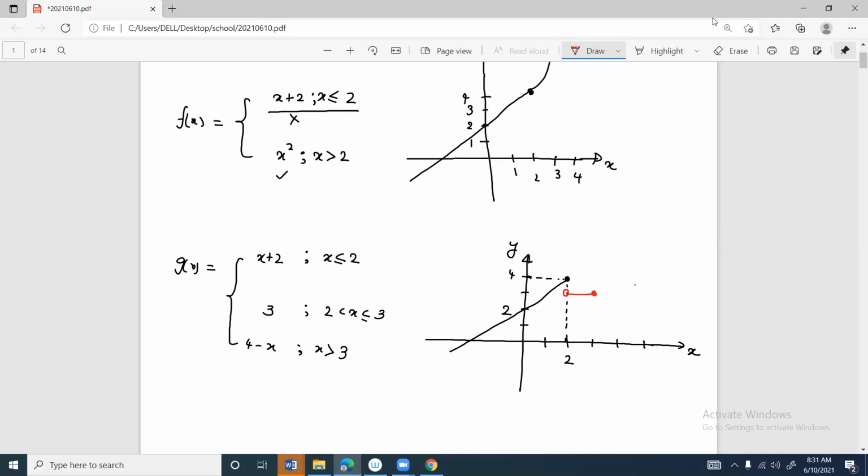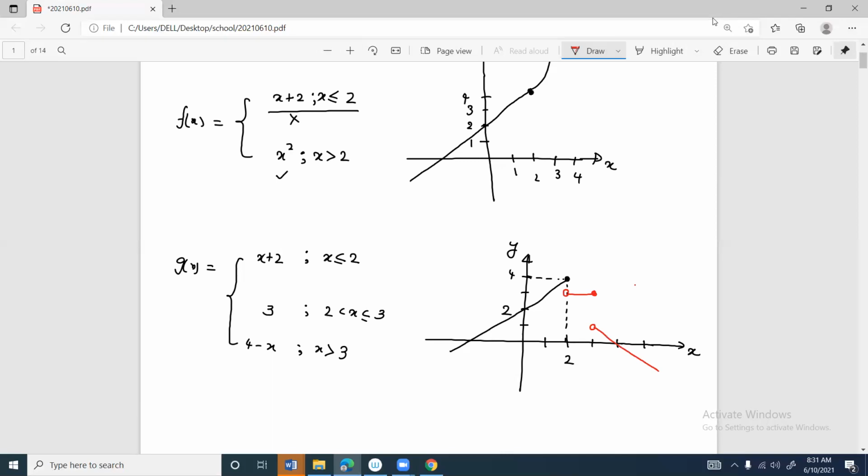I'll tell you the reason to draw like this. More than 3, the function is 4 minus x. When x equals 3, how much does it turn up to? If x equals 3, it's 4 minus 3, which is 1. So at 3, it's 1, but it doesn't belong to this part, so you have to put a dot over here. And 4 minus x, so it's a graph like this.